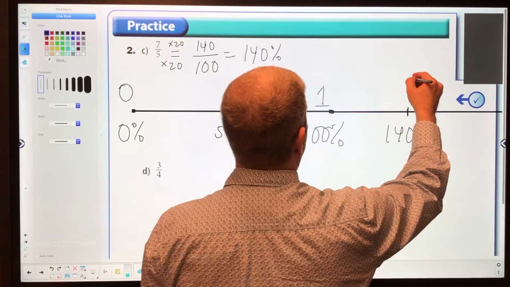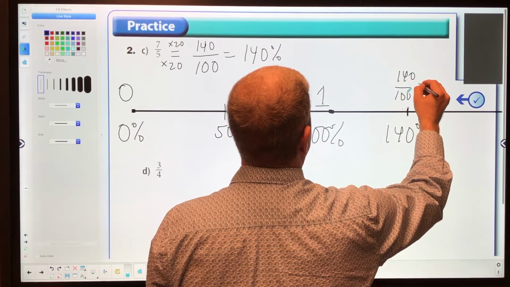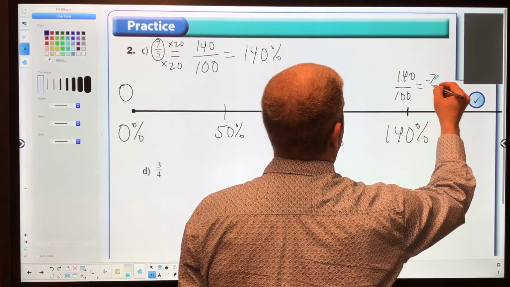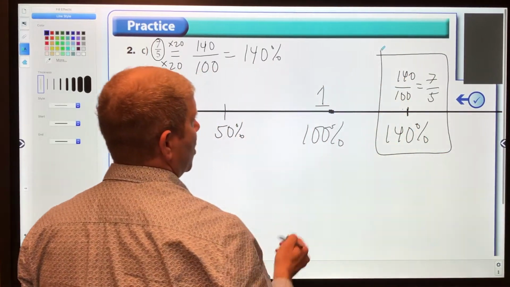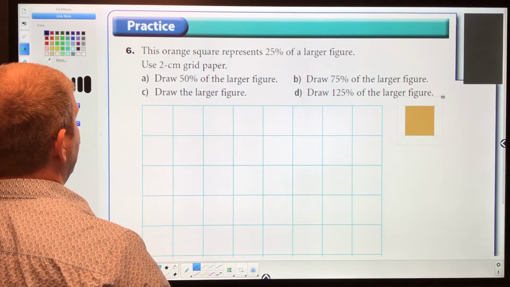As a fraction, we have 140 over 100, which is also equal to our original fraction of 7 over 5. So this is the part that we're looking at, and we're noticing that it's above 100%. Okay, question 8.